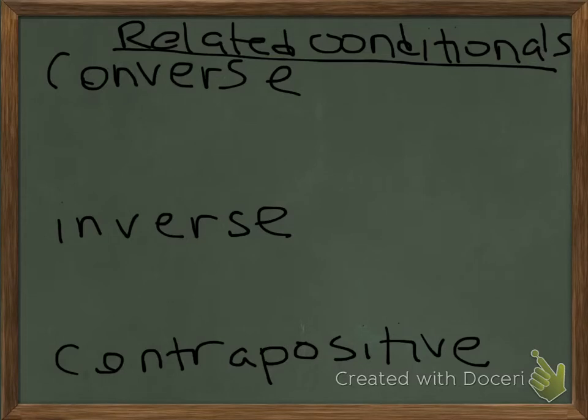Then you have what's called related conditionals, and these are different ways to write the statement. We'll do these a little bit later, but you have the converse of a statement, which means if you put it in if-then form, you're just switching the hypothesis and conclusion, or the order of them. Then you have the inverse, which again needs to be in if-then form first. The inverse is going to be negating both the hypothesis and the conclusion, or making them have the word not. Then you have the contrapositive, which is negating like you did with the inverse, but you're also going to switch the order of the hypothesis and conclusion.